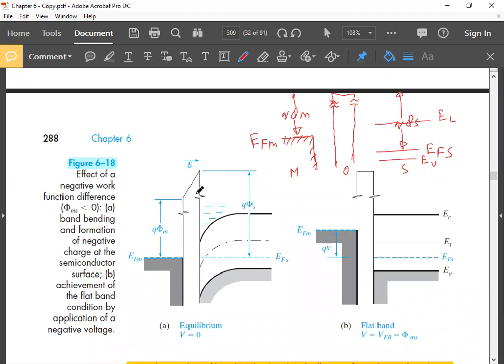That means there is a voltage drop across the oxide, and there is a bend in the energy bands in the semiconductor. So that means there is a voltage across this region also. These are built-in potentials.